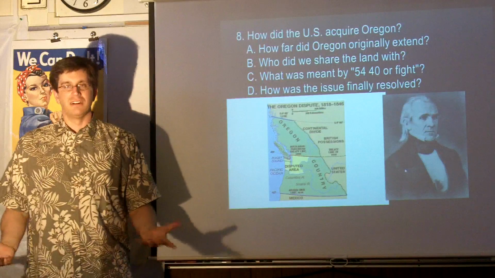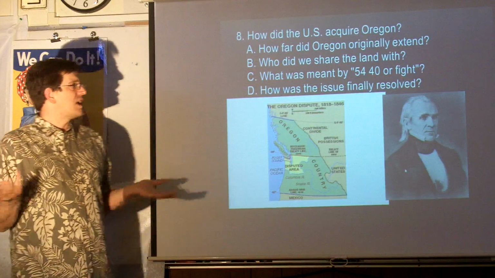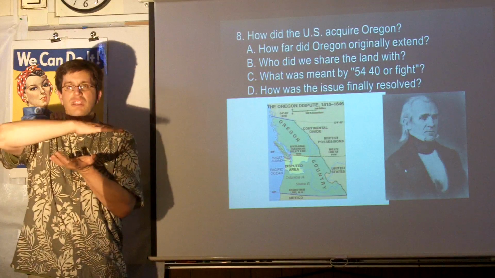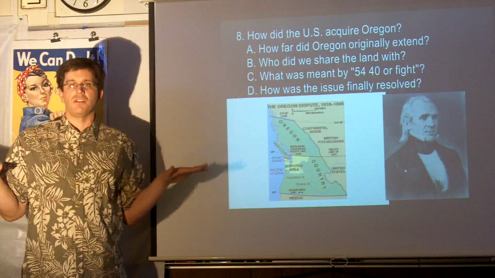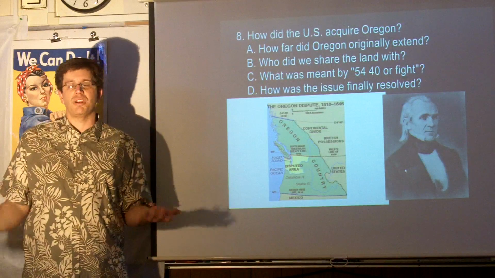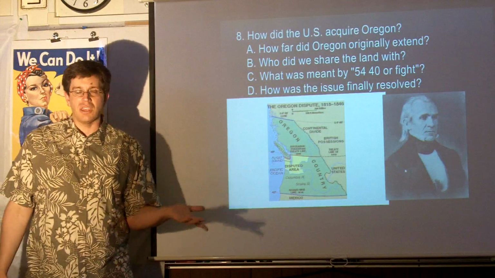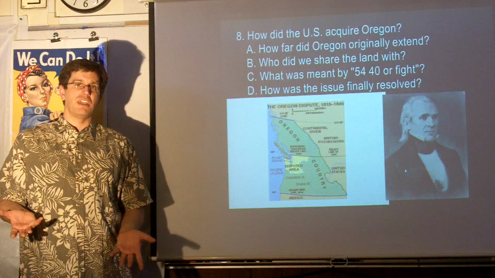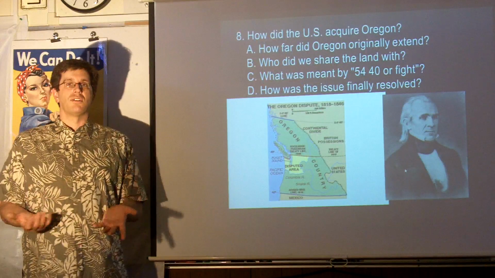A crazy idea. What didn't happen? What did happen? They signed a negotiated settlement. They divided the territory in half at the 49th parallel. So the northern half above the 49th parallel became British and eventually Canadian, and below the 49th parallel became United States territory. So we split it in half rather than go to war.